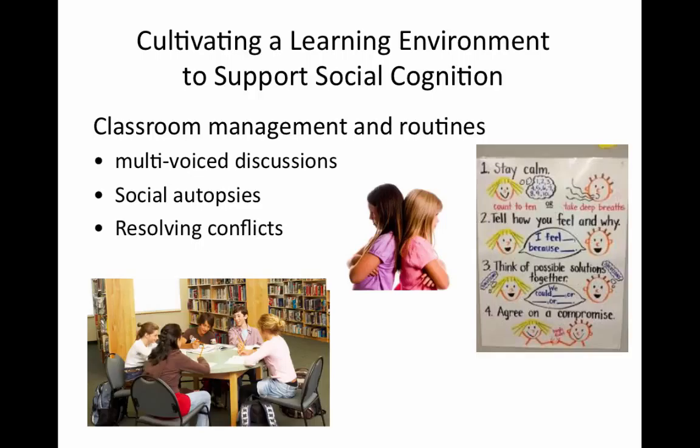And really what that's about is when students experience breakdown in social interactions, social autopsies, which are described in your reading this week, are really a tool for helping make aspects of social cognition and social challenge more explicit. So for students who struggle with social cognition, this kind of direct attention and analysis of social interaction can be particularly important for finding new ways to interact and behave with peers.